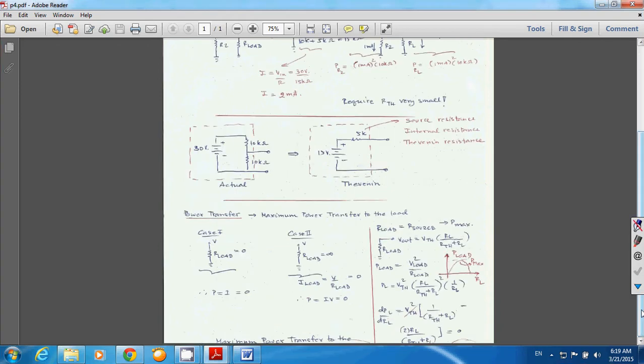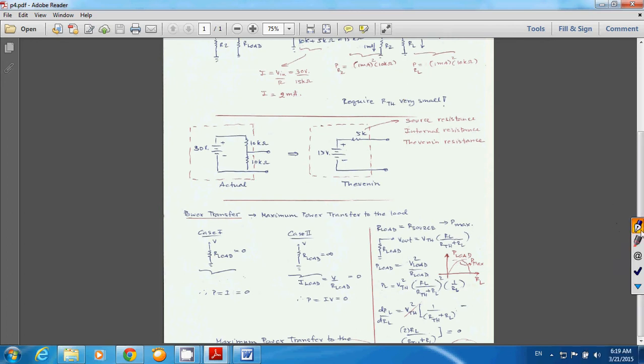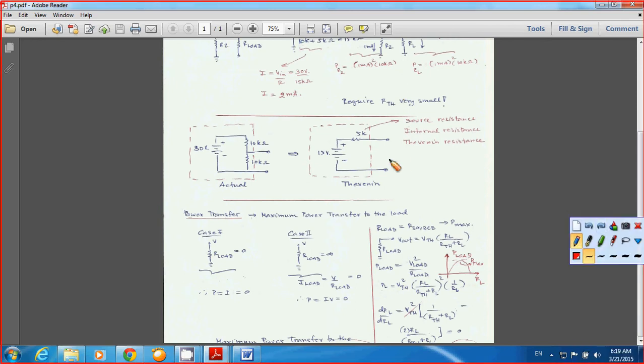In this case, I'm going to use calculus to show you that if you have a Thevenin circuit like this one here, you connect your RL, and I want maximum power transfer to the load, the answer is that RL has to be equal to RTH, or in this case 5k ohms. Okay, I can prove that, but let's start with some cases.